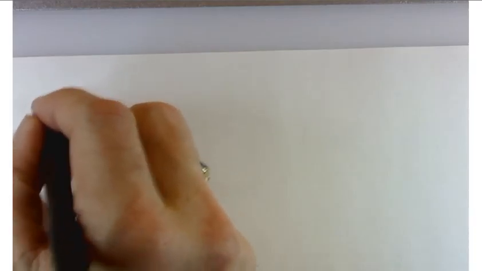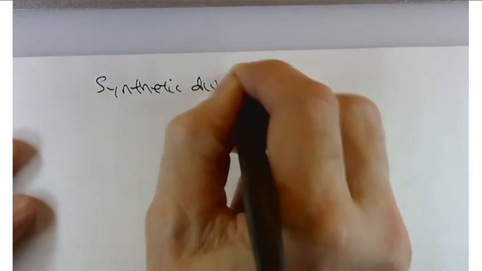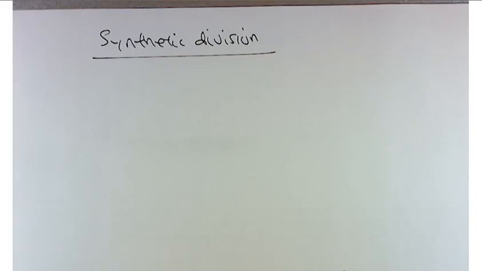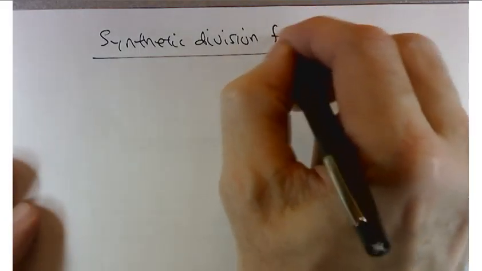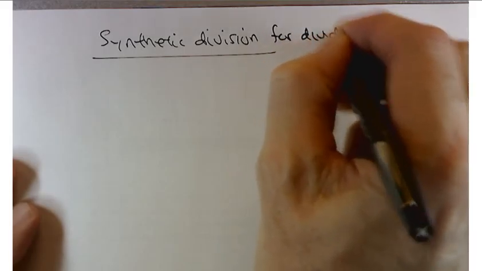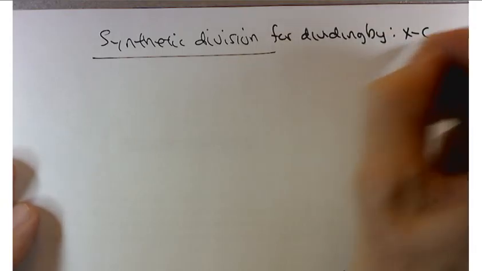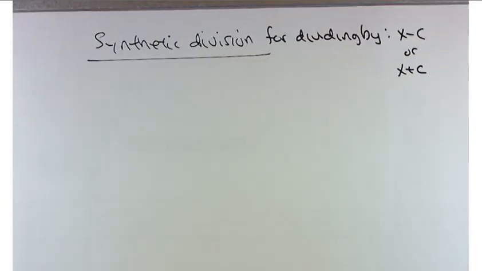So let's take, let's see, synthetic division. So synthetic division is for dividing by x minus a number or x plus a number. It has to be a binomial of that form.